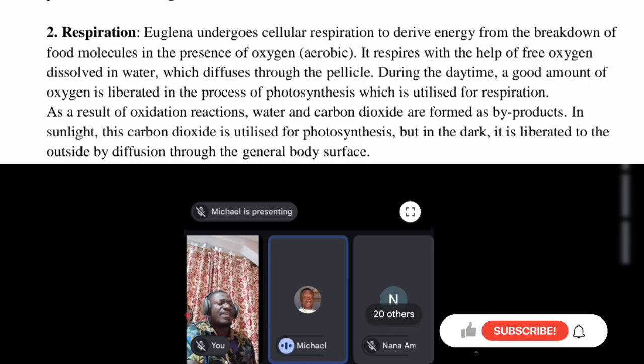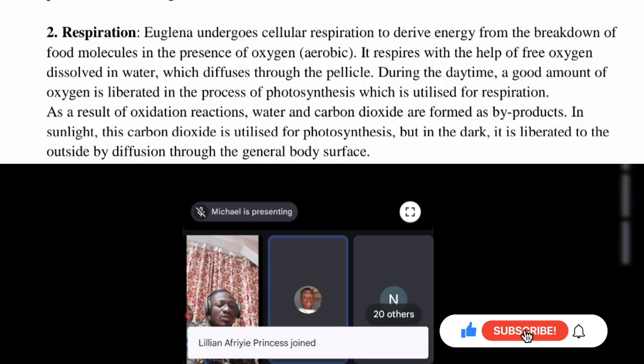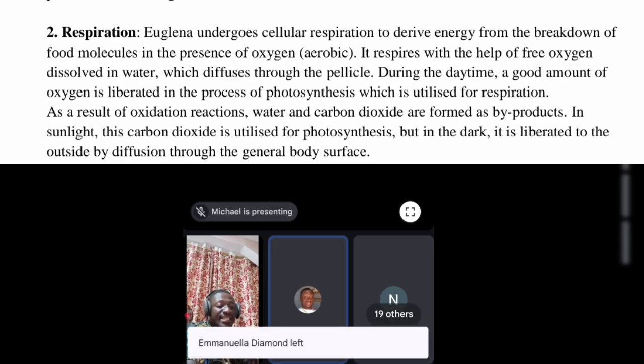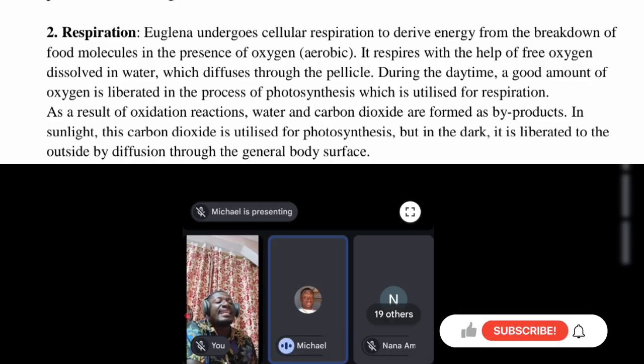So this happens with the help of free oxygen. So oxygen dissolved in water would diffuse by simple diffusion. It gets into its body. Then excess carbon dioxide will come out through its pellicle. So during the daytime, listen, a good amount of oxygen is liberated in the process of photosynthesis. So in the day, it's not necessarily taking oxygen.